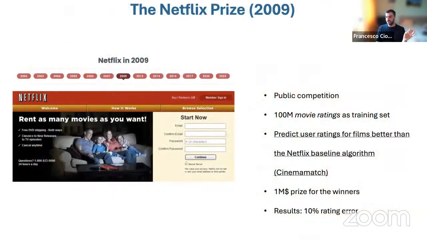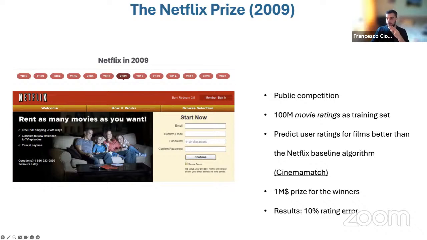You probably all know Netflix, right? Nowadays it's a popular streaming service. But maybe you don't know that back in 2009, they were renting DVDs. There was no streaming. They were shipping DVDs. I found this on the internet: Netflix in 2009, free DVD shipping both ways. So you could have a subscription and you were getting these DVDs. And of course, as they do today, back then they were already interested in predicting the ratings of movies for a user, because they wanted to know what movies you would have liked, to customize the advertisements a bit, etc.